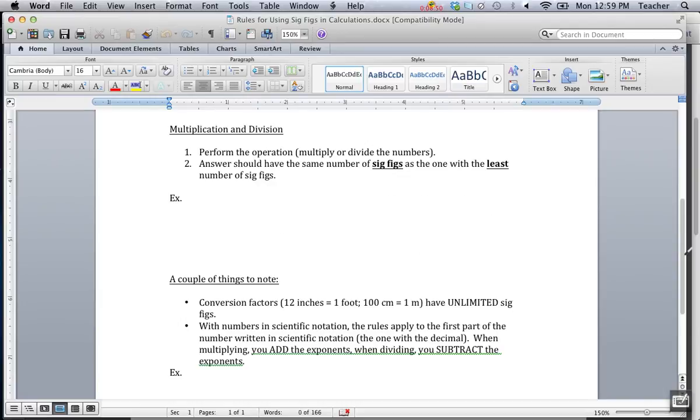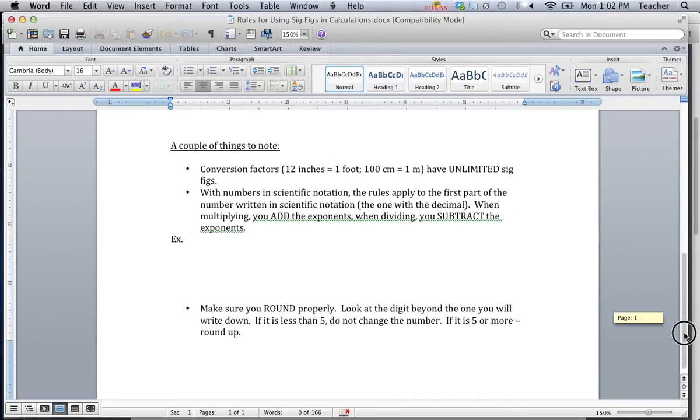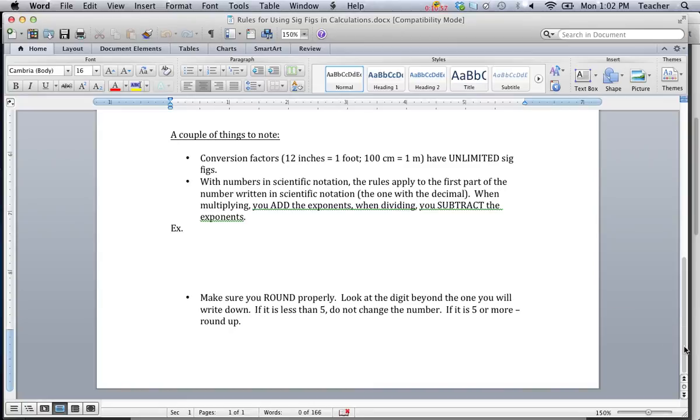Okay, a couple of things that you need to know about here that weren't listed. Any conversion factor that we use, like 12 inches equaling 1 foot and 100 centimeters in 1 meter, you don't count sig figs in those. They don't count towards the determination of the number of sig figs. So if you're using a conversion factor, don't include them. The only thing that counts for sig figs is measurements, and that's why we include it here.